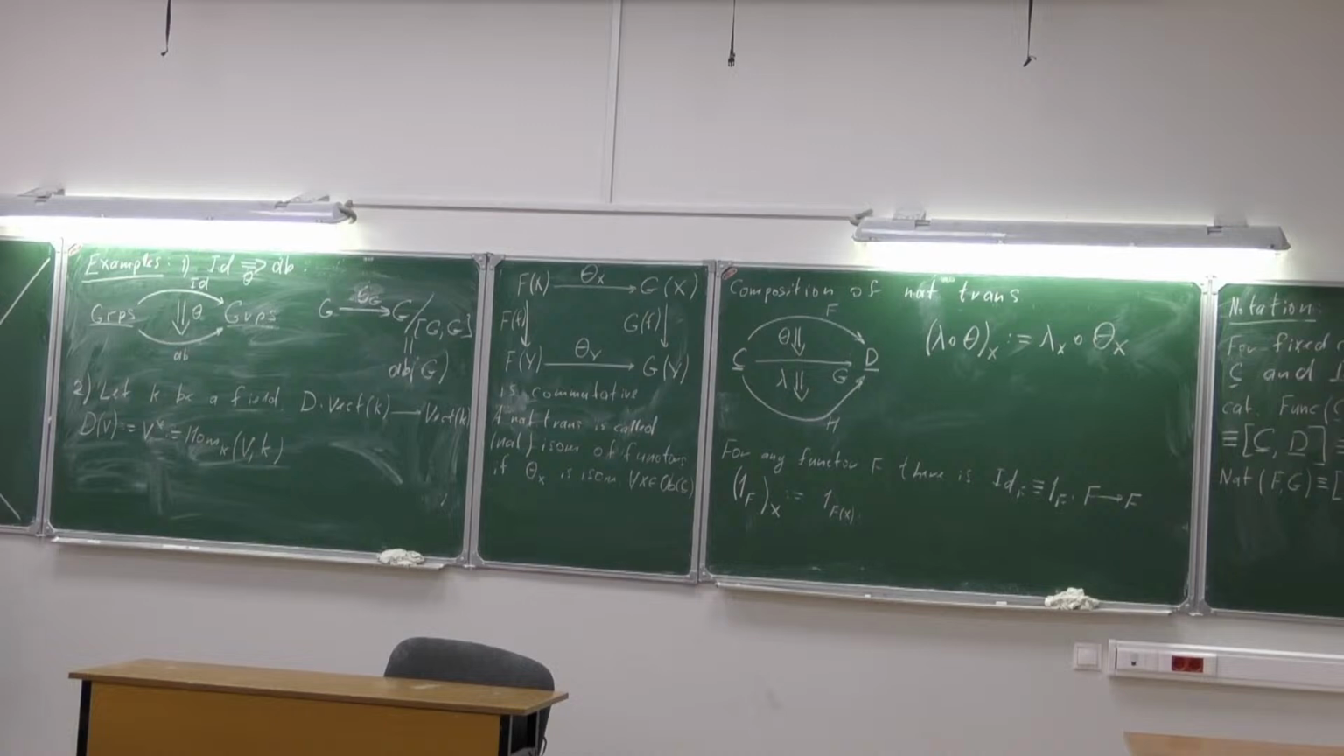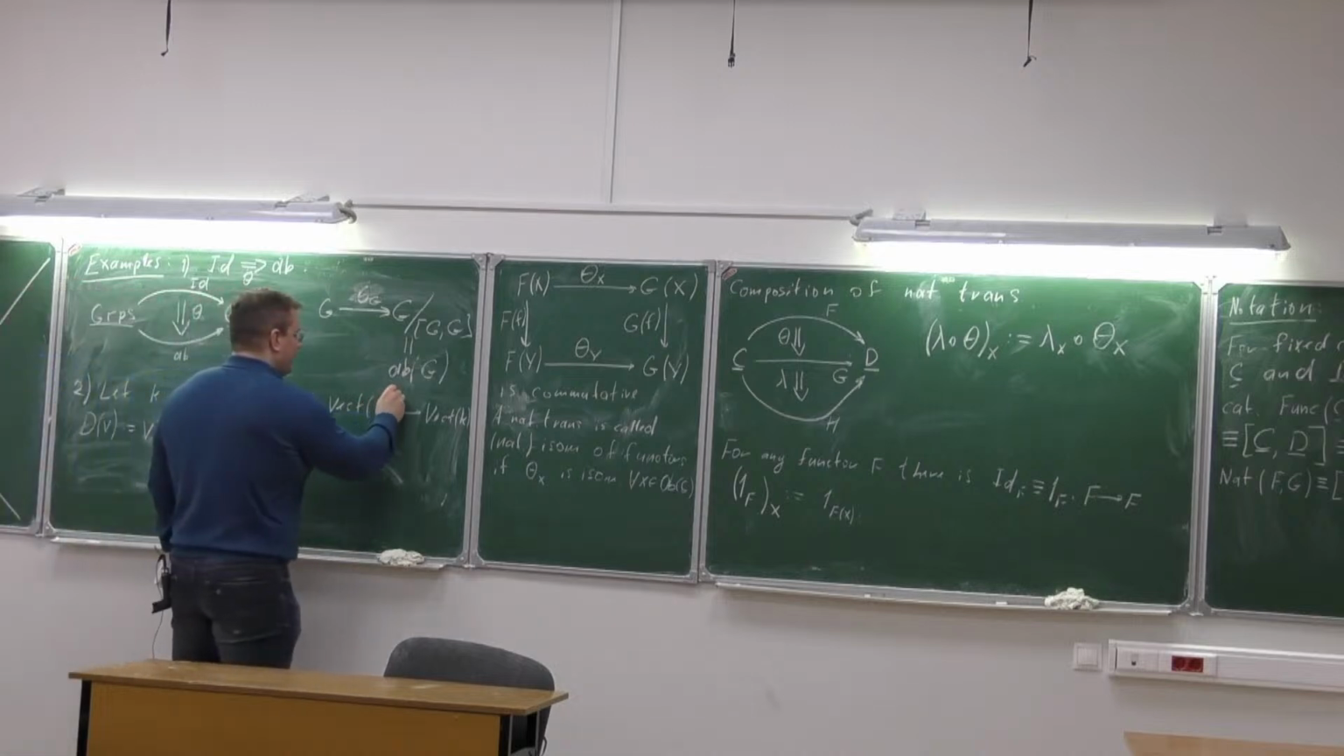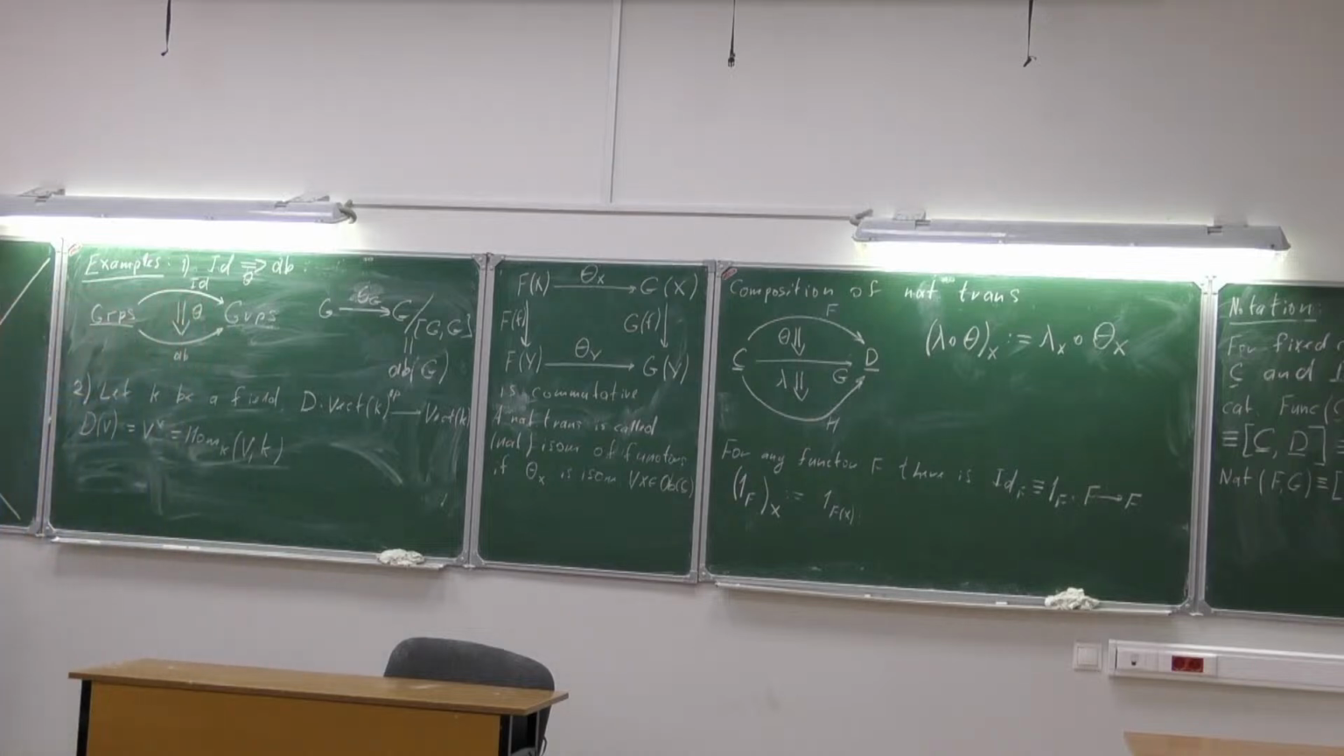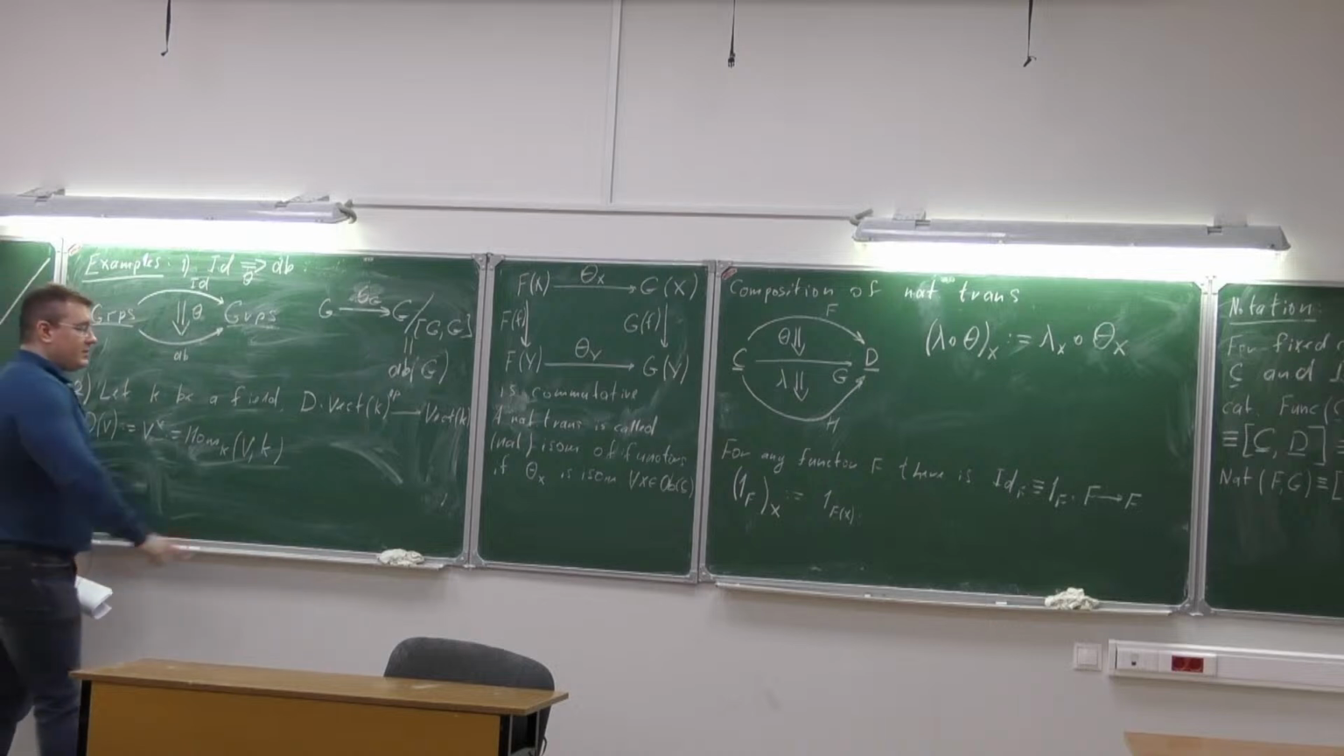There's something that needs to be checked very quickly. Usually the duality functor is a contravariant functor, so this is a functor from the opposite category. If you want to consider covariant functors, and we do in this course, but we also want to consider contravariant functors.